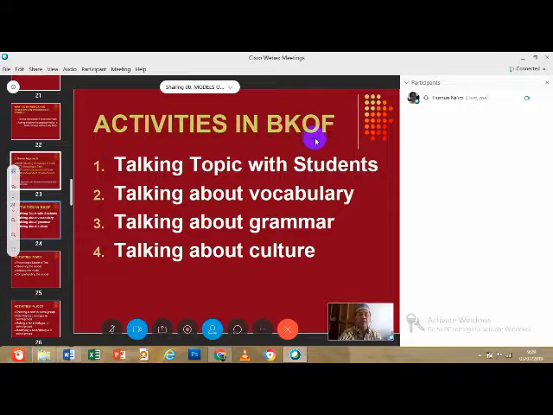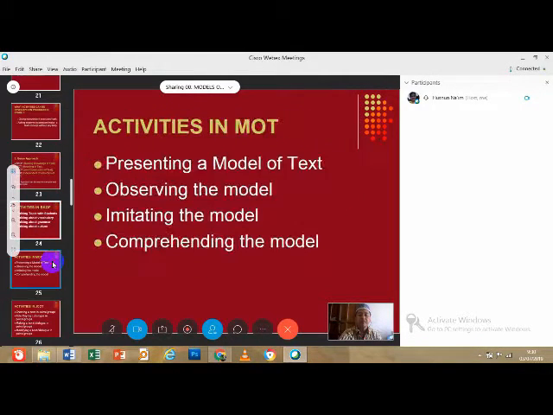Activities in BKOF. The first, talking about the topic with students. Second, talking about vocabulary. 3. Talking about grammar. And 4. Talking about culture. Activities in MOT. Presenting a model of text. Observing the model. Imitating the model. Comprehending the model.